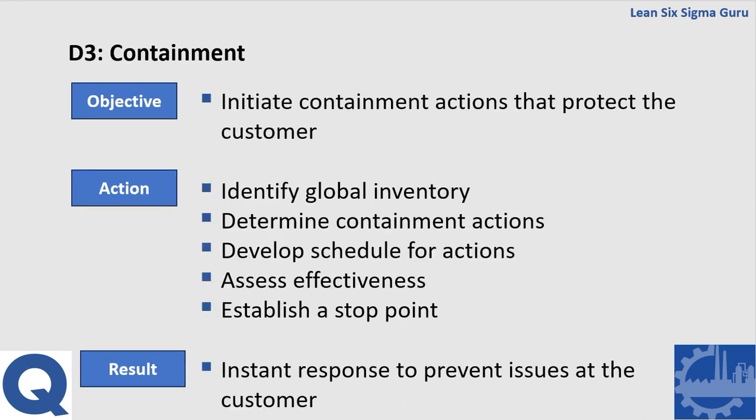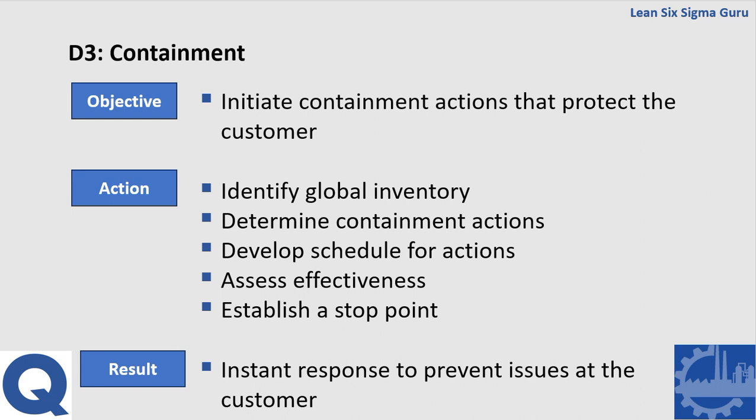The next step, D3, is containment. The objective is to initiate containment actions that protect the customers. We may have containment actions that work within different parts of our own process and our suppliers, as sub-suppliers, but what we begin with as a starting point is to protect customers. These are actions to mitigate customer risk, or beta risk.